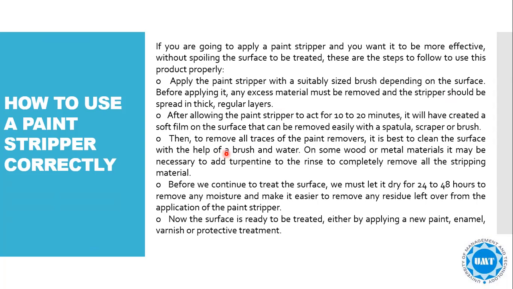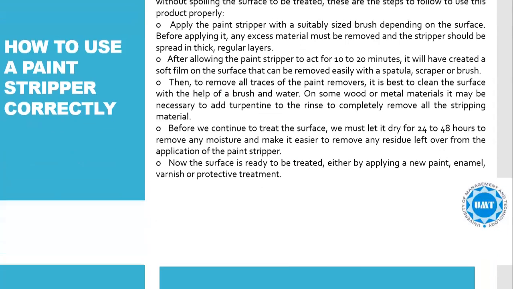Then remove all the traces of the paint remover. It is best to clean the surface with the help of a brush and water. In some wood or metal materials, it may be necessary to add turpentine to the rinse to completely remove all the stripping material. Before we continue to treat the surface, we must let it dry for 24 to 48 hours to remove any moisture and make it easier to remove any residue left over from the application of the paint stripper. Now the surface is ready to be treated either by applying a new paint, enamel, varnish, or protective treatment.